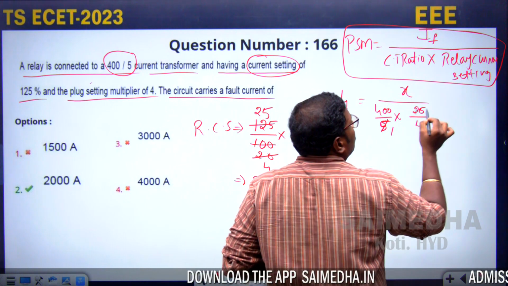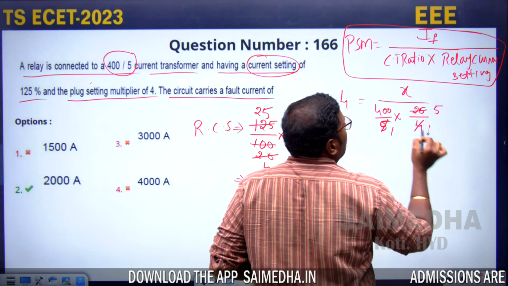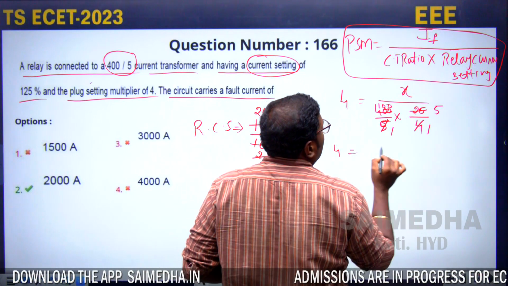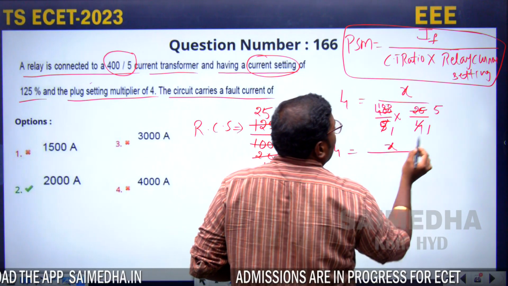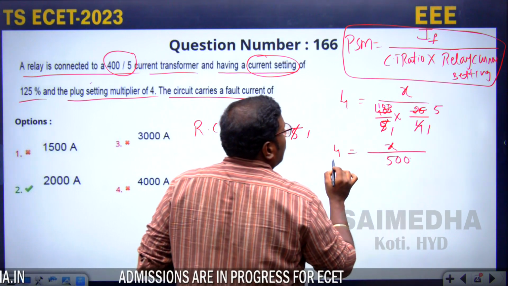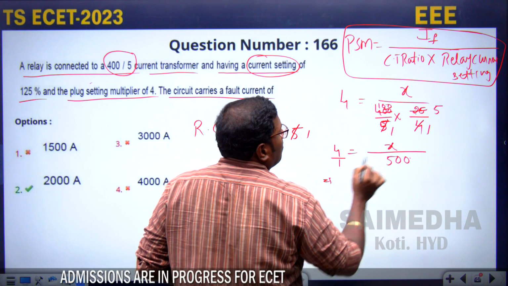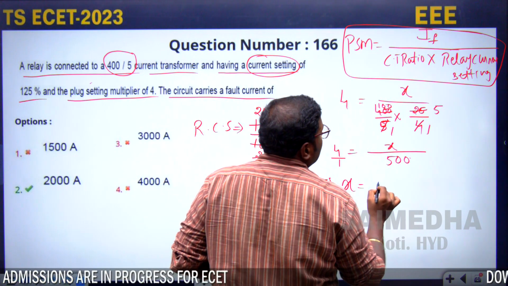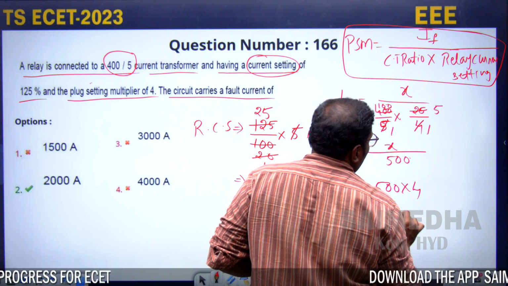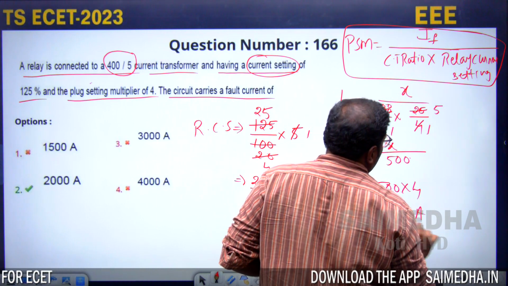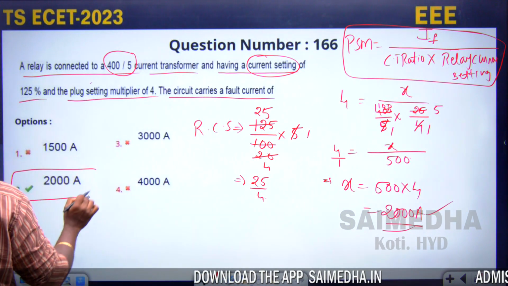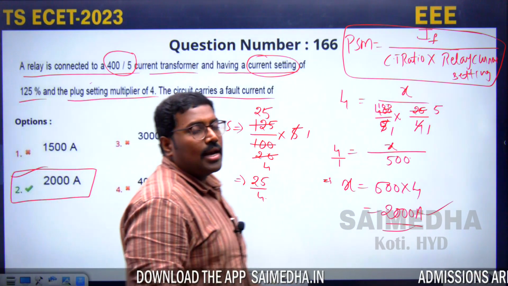5 ones are 5, 5 fives are 25, and 4 ones are 4, which gives 100. So 4 is equal to X divided by 5 into 100, which is 500. 4 means 4/1, so cross multiplying, X is equal to 500 into 4, which implies 2000 amperes. We had to find the fault current. So the answer, 2000 amperes, is correct.